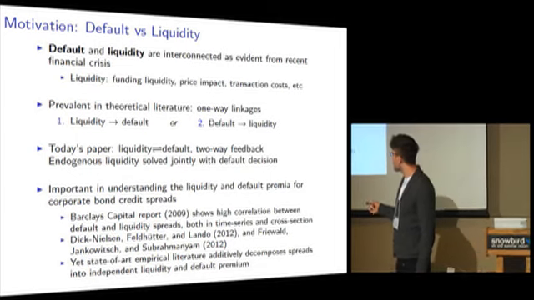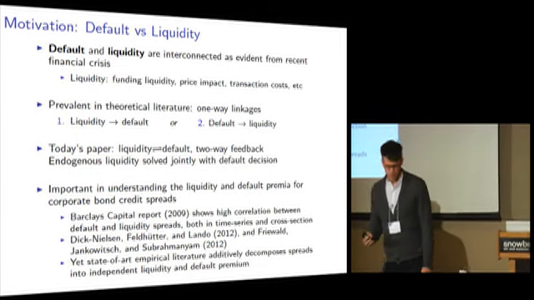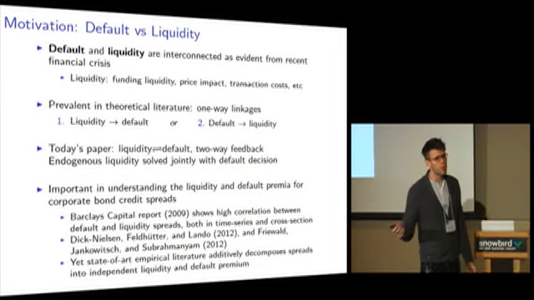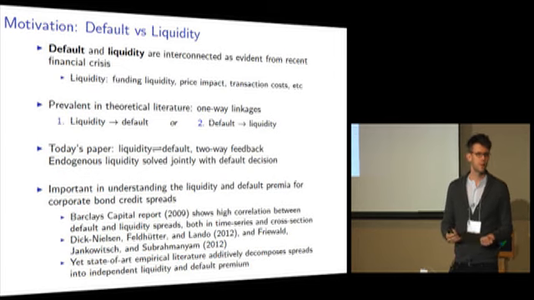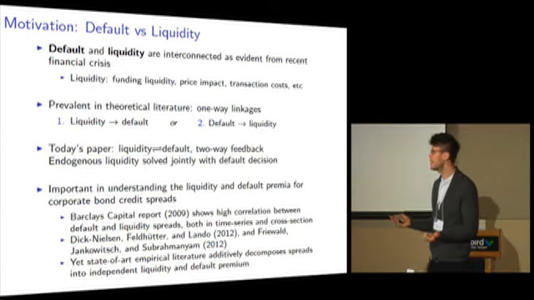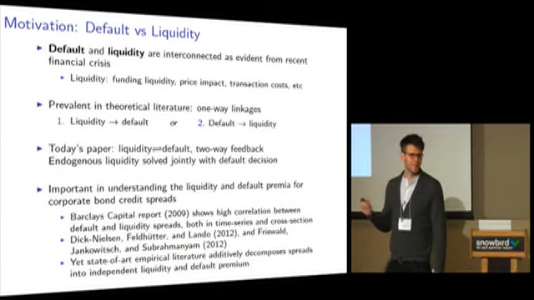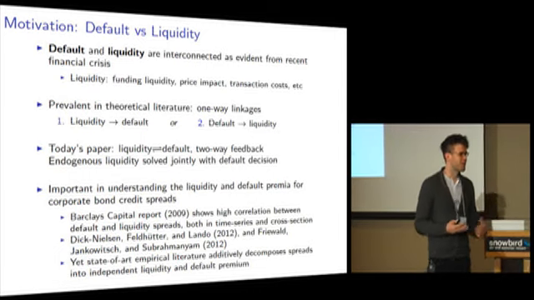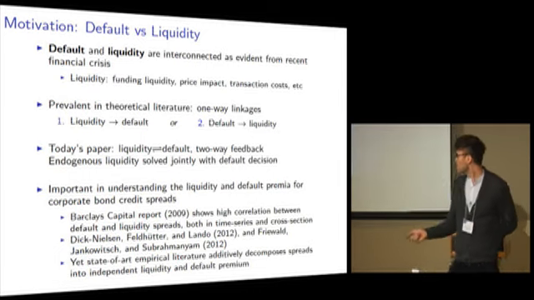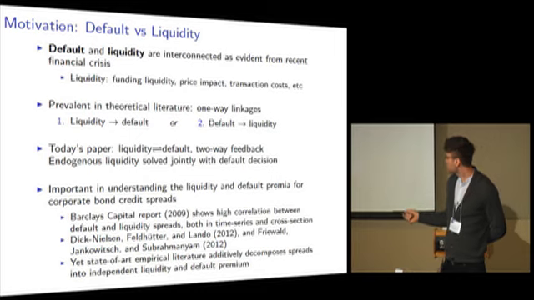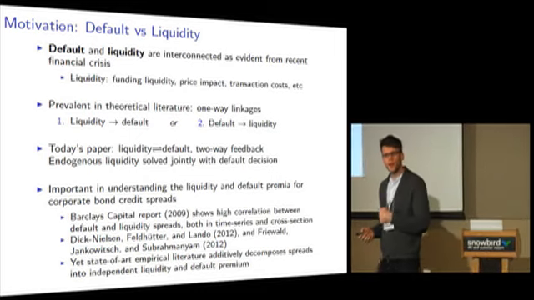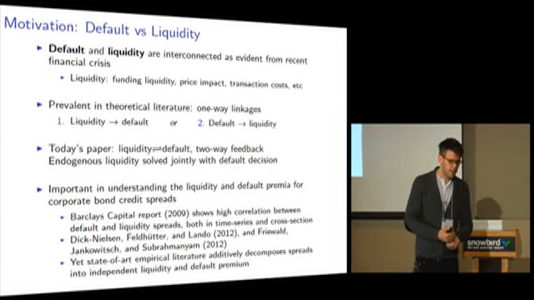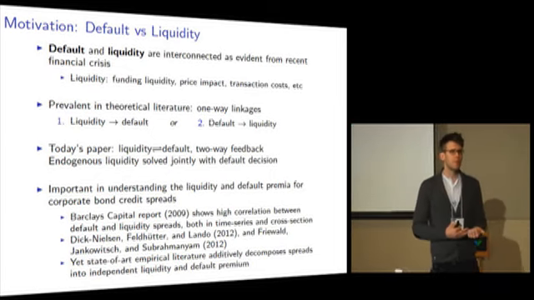So when we try to understand liquidity and default premia, we know, for example, from a report by Barclays Capital, that there's a high correlation between default and liquidity spreads, both in time series and in the cross-section. Of course, they only sent us the report, and they didn't give us the data, so we can only tell you what they give us in the report. Now, there are some recent papers by Dick-Nielsen et al. and Friewald and others, where they show that you have this big spike in illiquidity jointly with default during the financial crisis.